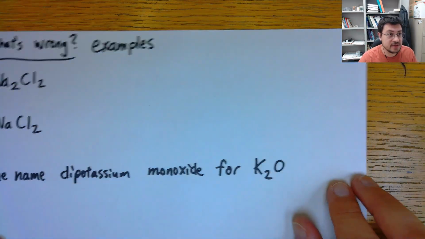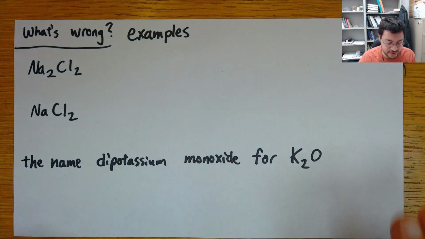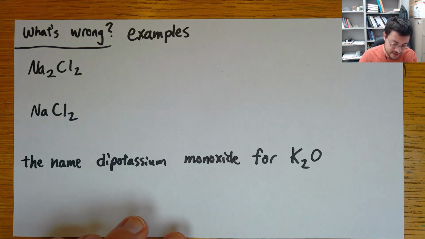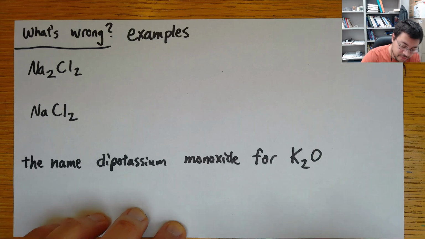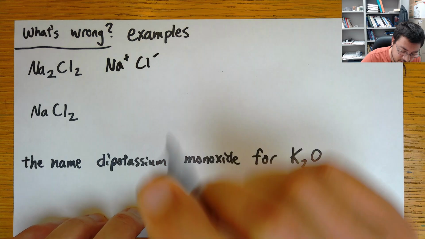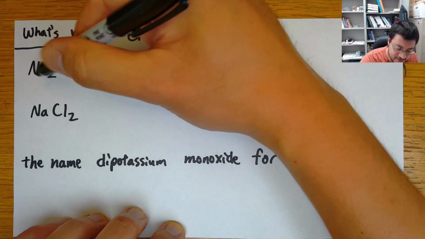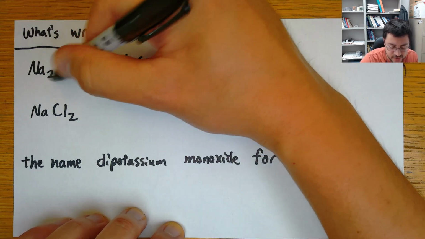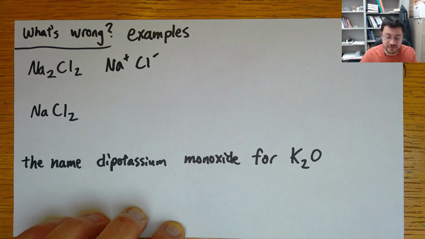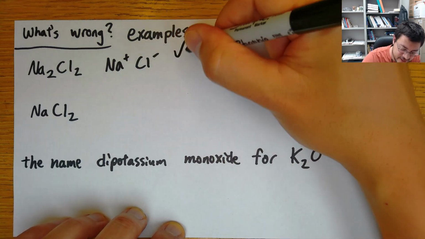All right, we are almost done. I always like to end with some incorrect examples. So what's wrong? Na2Cl2, what's wrong with this one is, well, let's look at the charges, Na plus, Cl minus. So this is a step in the right direction. You have the same number of each here to maintain a net zero charge. So at least it has net zero charge.